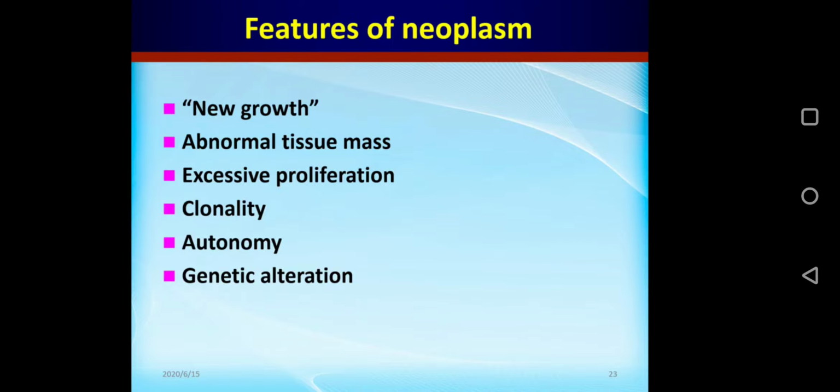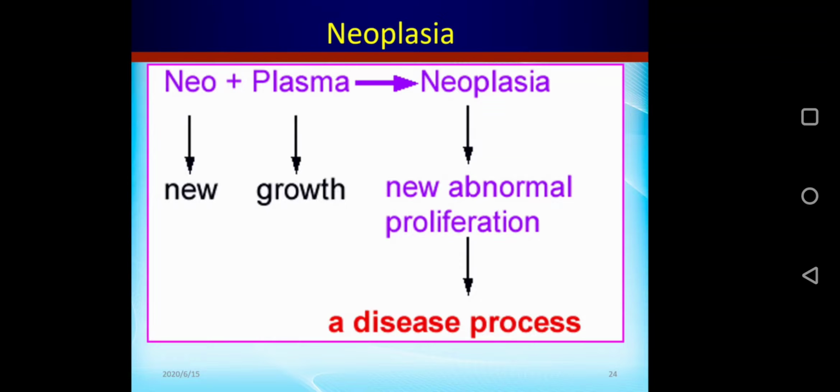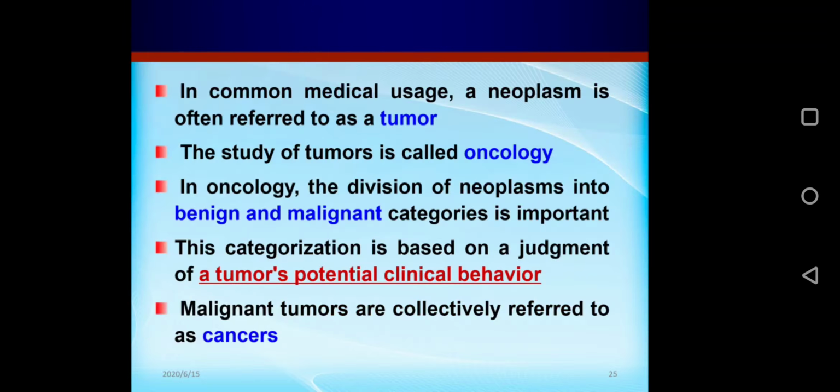The features of neoplasm are as follows. The first is abnormal tissue mass. The second is excessive proliferation. The third is clonality. The fourth is autonomy. The last is genetic alteration. So neoplastic lesions are uncontrolled. Neoplasm means a new growth. Neoplasia means the process of tumor formation. In common medical usage, a neoplasm is often referred to as a tumor. So neoplasm is the same as tumor.